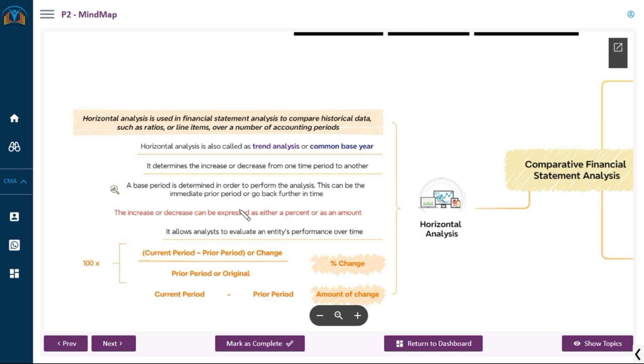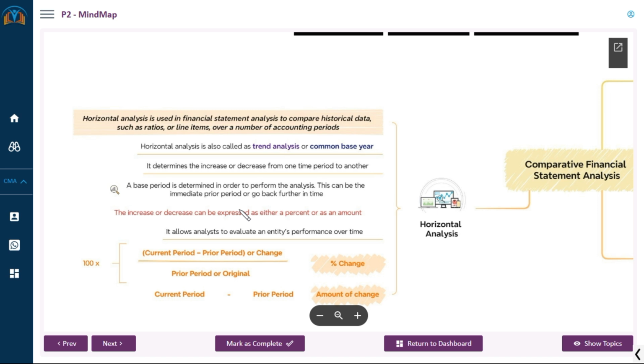Horizontal analysis is a method of financial statement analysis in which we compare historical data, such as ratios or line items, over a number of accounting periods. Another name for horizontal analysis is trend analysis or common base year analysis. Horizontal analysis determines the increase or decrease from one time period to another.